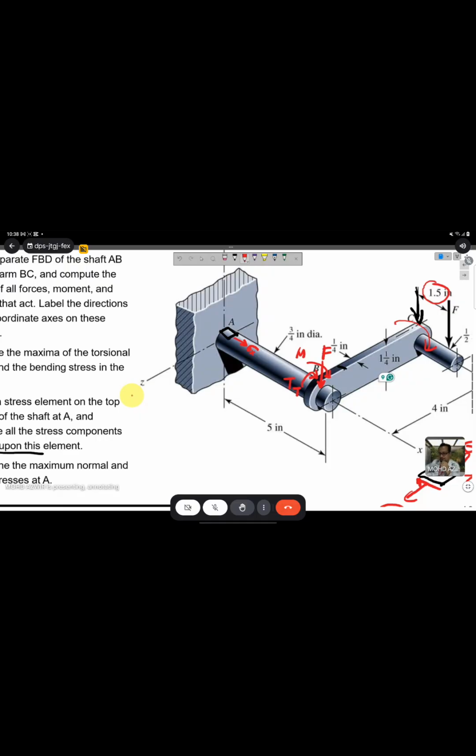And then what happens if I have a torsion load that rotates clockwise about the x direction here? You will have shear stress here. This one is tau xz.